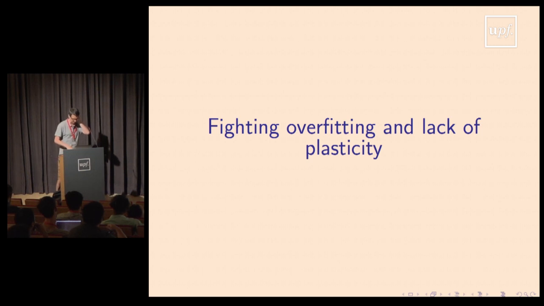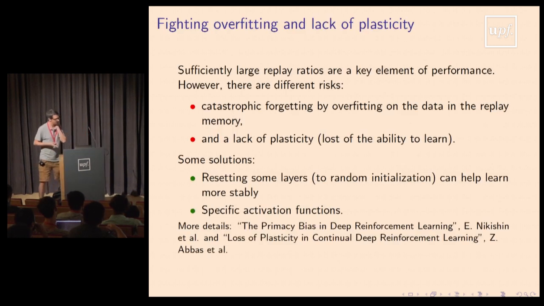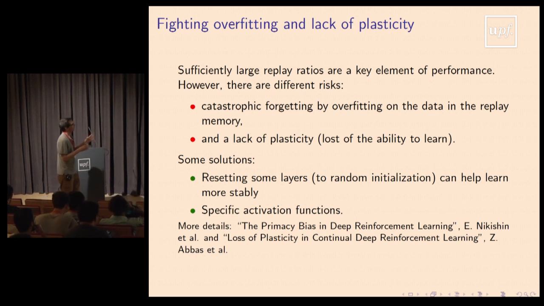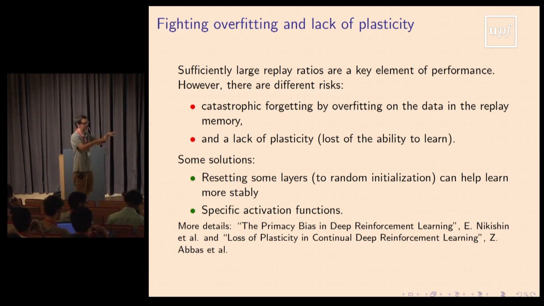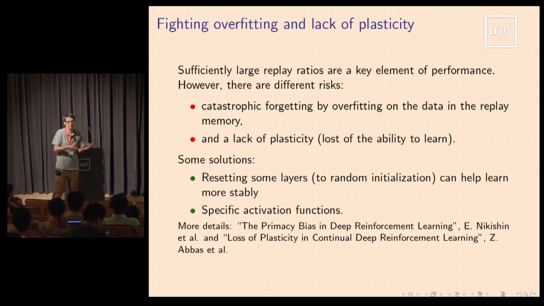So another thing that is important is to fight overfitting and lack of plasticity in deep learning. The problem starts from the fact that in your replay memory, you sample many times the same tuples, right? Because of that, there is a risk of, first of all, forgetting the past. Everything that is not in your replay memory anymore, you have a risk of forgetting it, right? Because you do not sample it anymore. And you kind of overfit on what is currently in your replay memory.